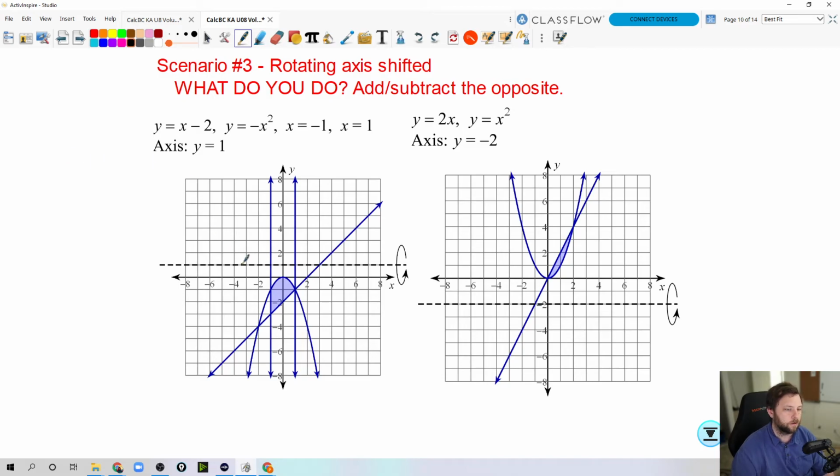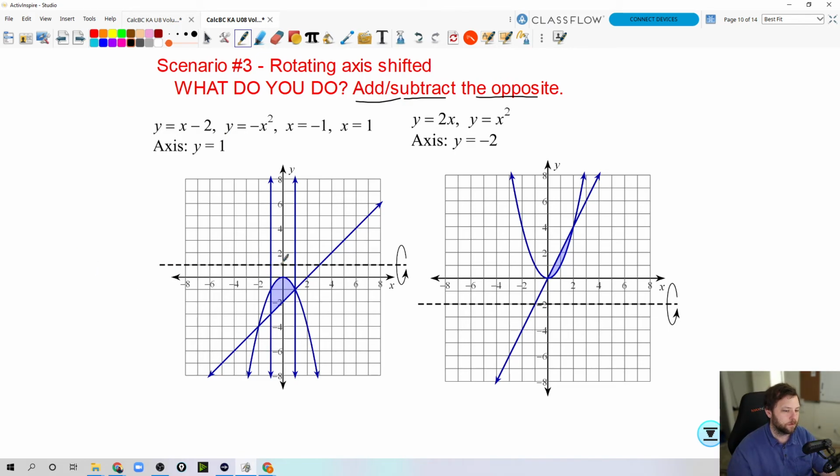Think about it. If I move my axis up, think of it as the same thing as shifting my graph down one. So shifting the axis up is like shifting the graph down. So what I do is add or subtract the opposite. If this is +1 for the axis, subtract 1 from the functions. So it's like taking the functions and shifting everything down one, and that'll give you your shape.